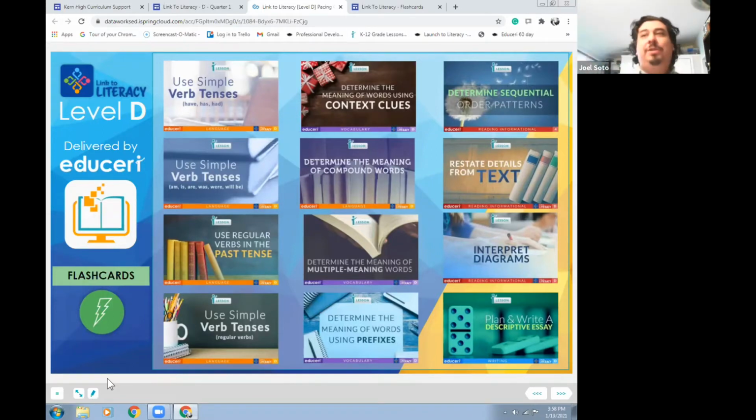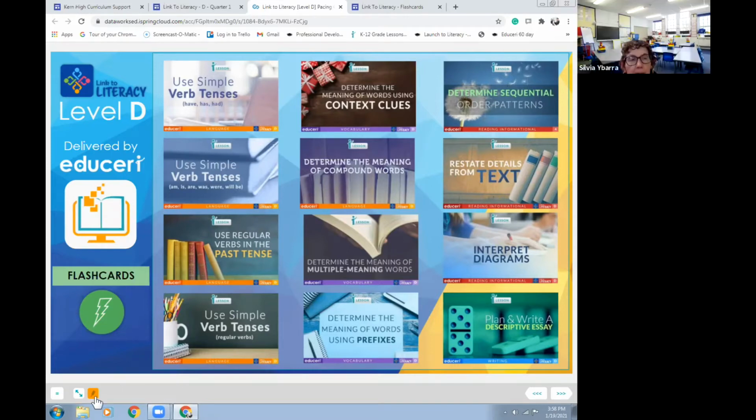All right. Now, Sylvia, on my screen right now, I have quarter one of level D. Can you describe this pattern to us? If you take a look at the first column here, it's really doing extensive work on verb tenses. And the reason is because according to the ELD standards, we really have to go over all these simple ones and then the irregular ones, and then we go all the way to present progressive and quite a few of them.